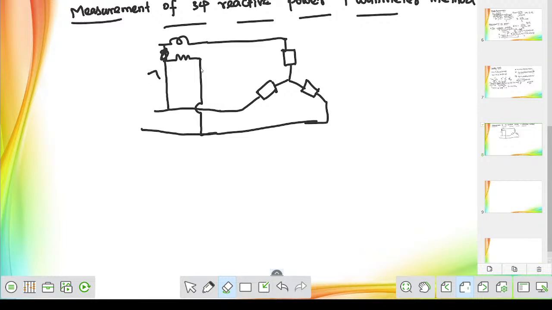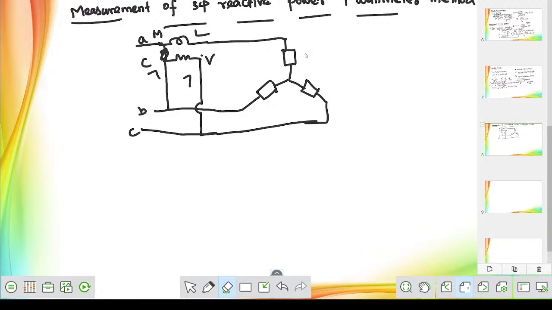This voltage terminal and this common terminal will be connected with phase B and phase C. Whereas phase A, this is the main terminal. It will be connected to the supply, and the load terminal will be connected to the load. So the current coil is separated, the pressure coil is separated when we are measuring the reactive power. That is the next conclusion.